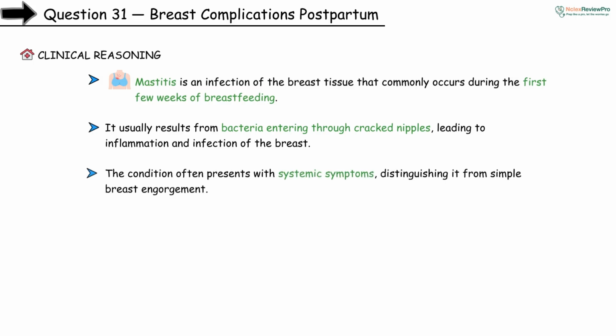Now, let's break down why this is correct. Mastitis is an infection of the breast tissue that commonly occurs in the first few weeks postpartum. It usually develops when bacteria enter through cracked nipples during breastfeeding. And here's the key. It presents with both local and systemic symptoms: localized redness, warmth, and tenderness, plus fever and flu-like symptoms. That combination is what makes mastitis stand out.